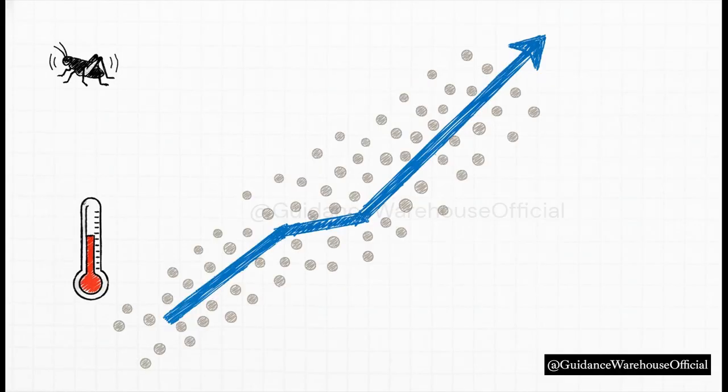But then you get data that looks like this. Check it out. Along the bottom, we've got temperature, and on the side, we have how many times a cricket chirps per second. Now, it's not a perfect straight line, is it? But you can definitely see a pattern emerging. As the temperature goes up, the crickets start chirping faster. This is exactly the kind of thing we're looking for.